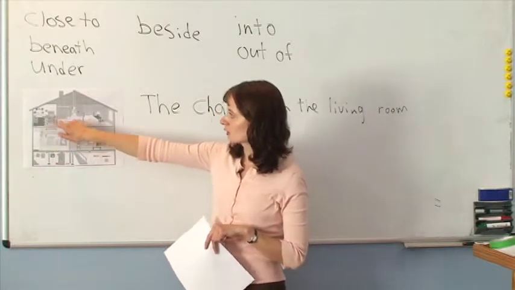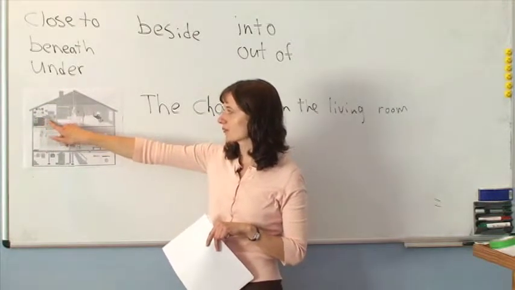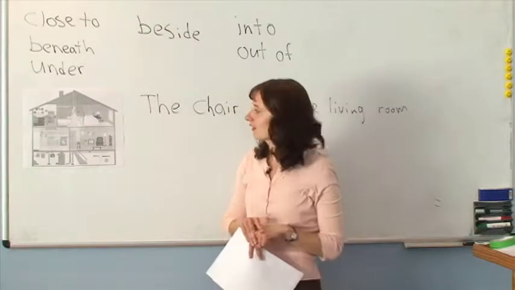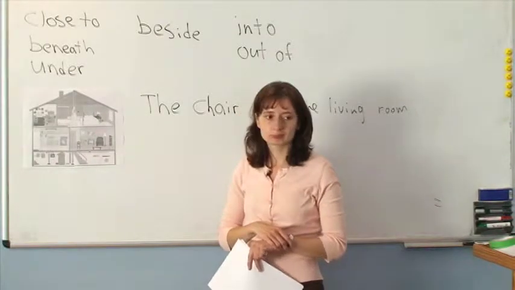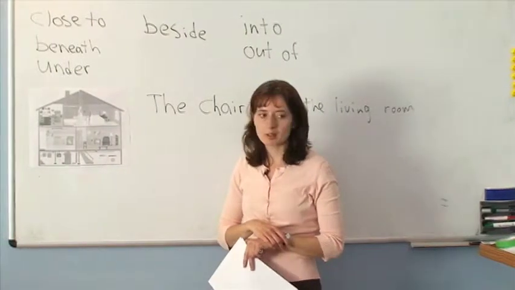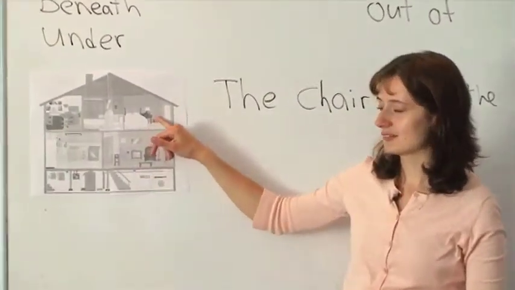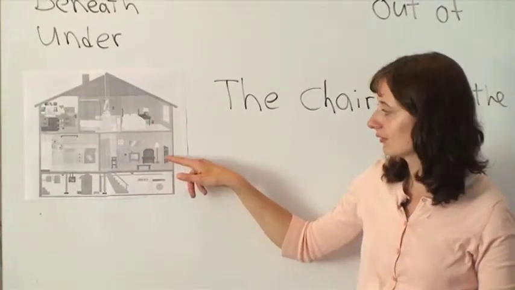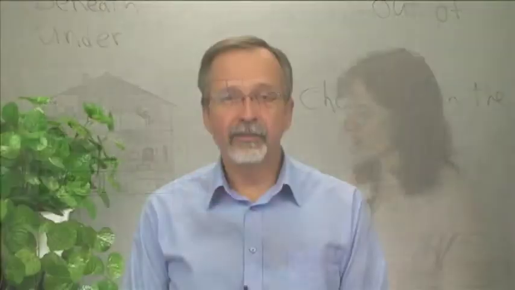What about the computer? Where's the computer? In the office. What else can we say about the computer? It's on the desk. Yes. What is above the living room? The bedroom. So how can we say that in a sentence? The bedroom is above the living room. Very good. All right, now let's do the second part of that worksheet.